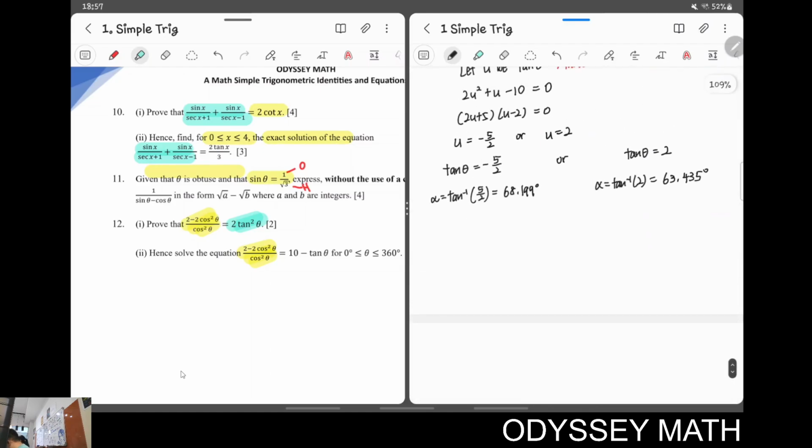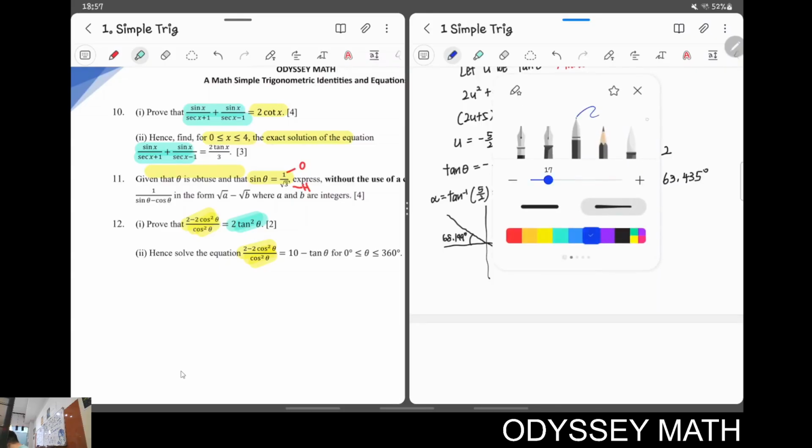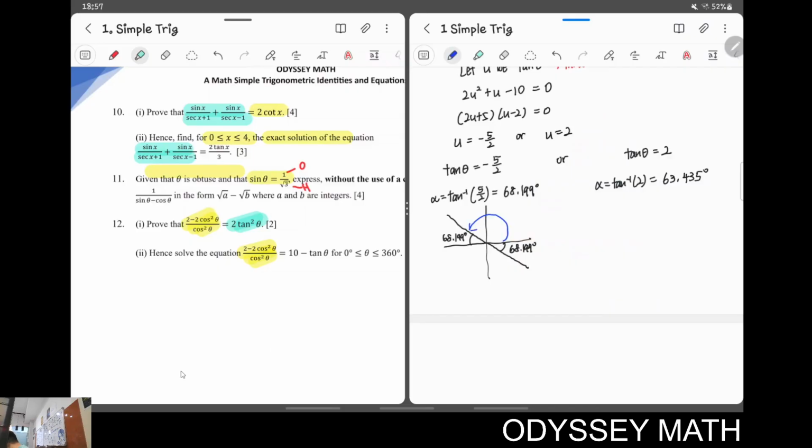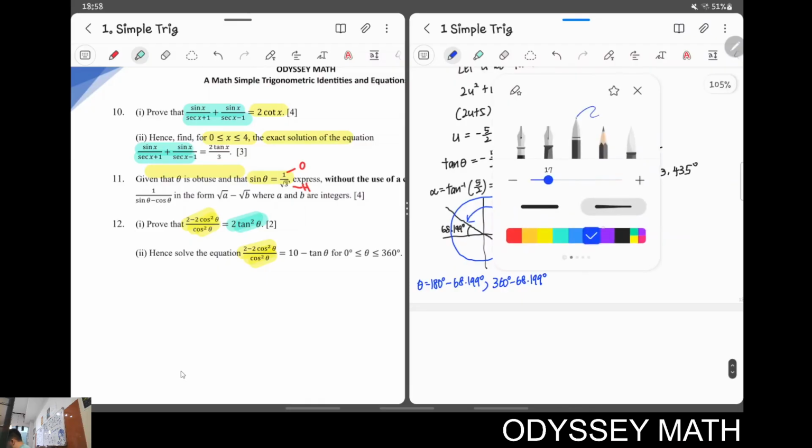And here we go again, it's the same story. Tangent is negative here, so it will be in the second and the fourth quadrant. Let me draw it bigger. So here's the basic angle. Now I'm going to do it in different color. So this is in blue. This will be 180 degrees minus 68.199 degrees. And then we have 360 degrees minus 68.199 degrees. Okay, and let's do the other one in purple.